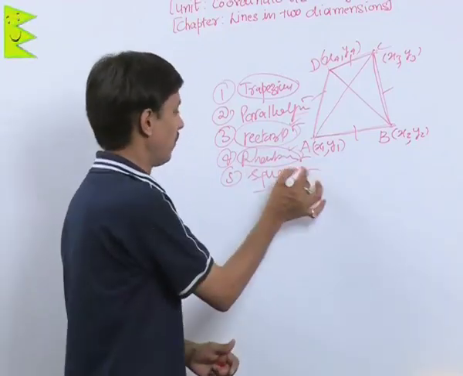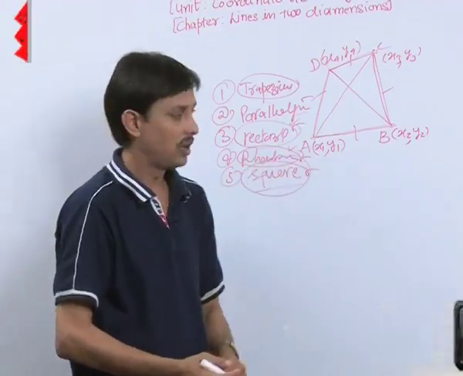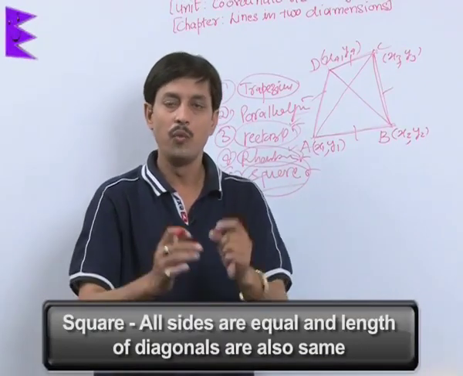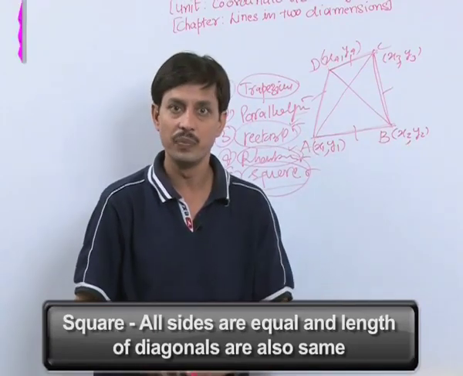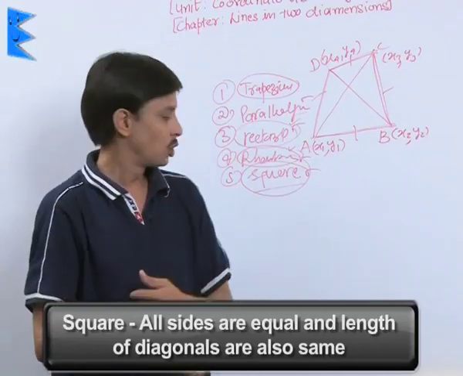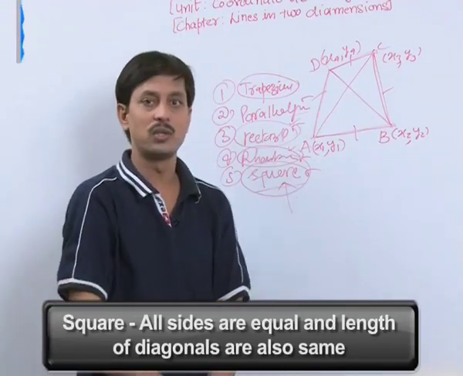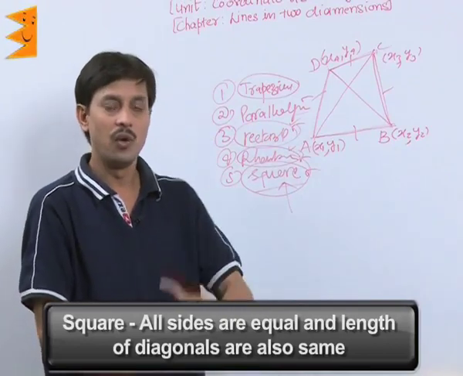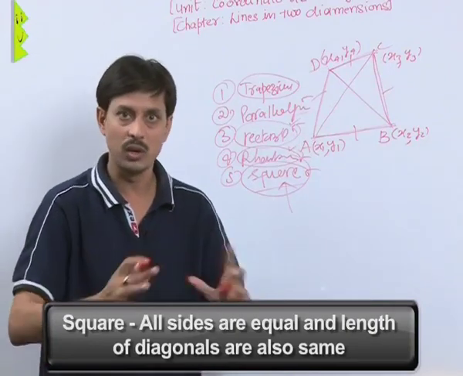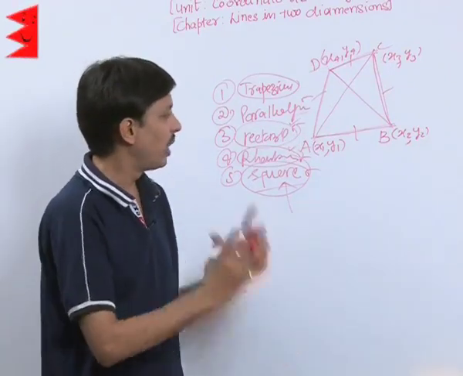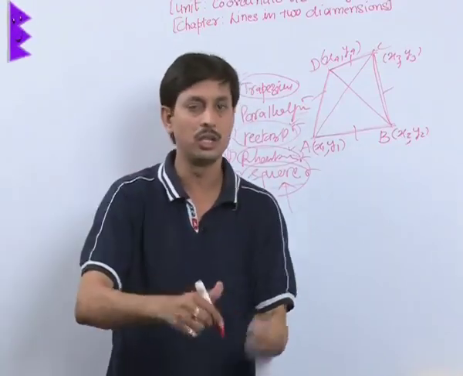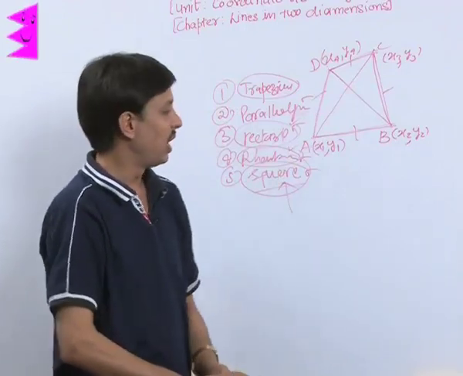Now finally, how can we say it is a square? A square is a special type of rhombus where each angle is 90 degrees, or a square is a special type of rectangle with all sides equal. So whenever you want to prove it is a square, we have to check that all sides are equal and the lengths of the diagonals are also the same. So it is very easy to apply the distance formula for deciding the nature of the quadrilateral.